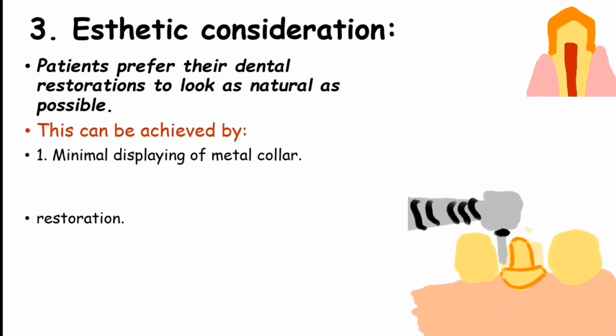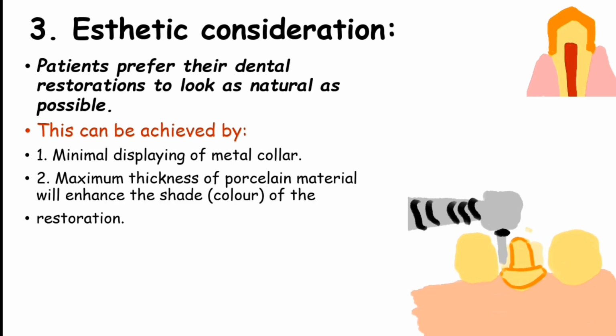In a combination crown, the inside part of the crown is metal, because metal is very good. It has many advantages and durability. The other point is maximum thickness of porcelain material to enhance the shade of the color.